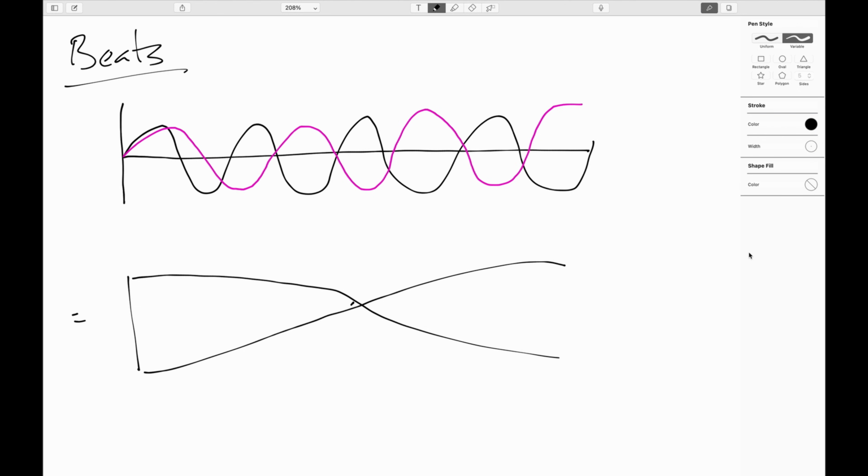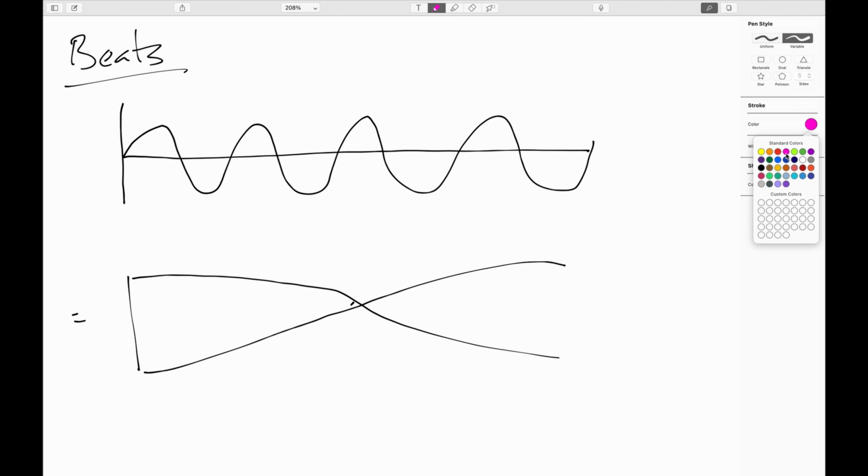So I was attempting to draw something that would look about like that. Didn't do too good of a job with that pink wave. Let's try it one more time. I want it to match here. I want it to be upside down there. Match here. Okay, let's try it.